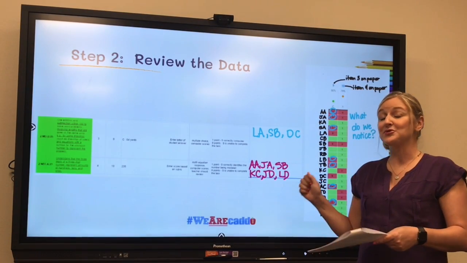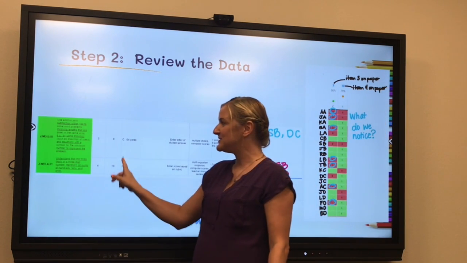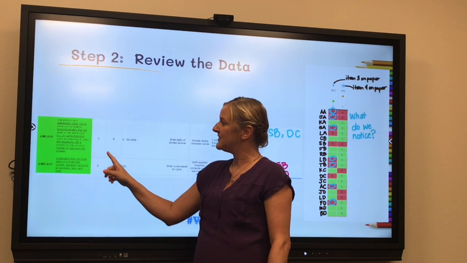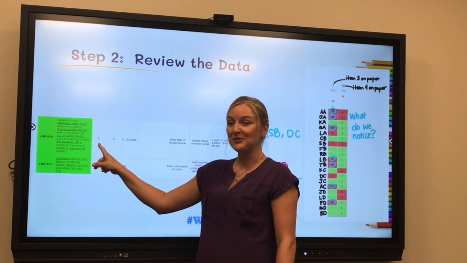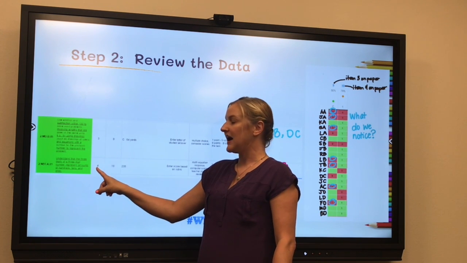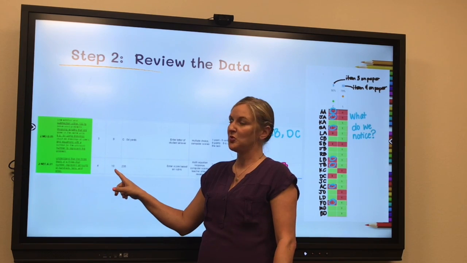The data for items 3 and 4 on paper, but we know in Illuminate sometimes those don't look the same because of how our items had to be broken up. So we're looking at item 3 on paper, which is actually item 9 in your matrix report, item 4 on paper, which is item 10 in my Illuminate matrix report.